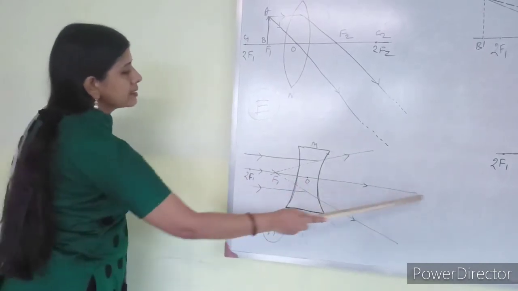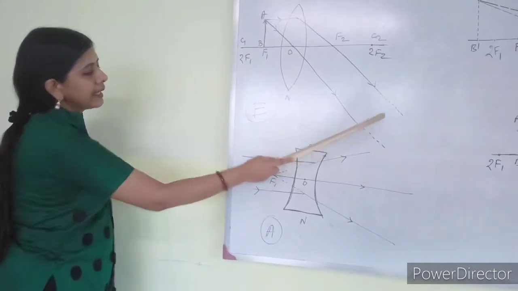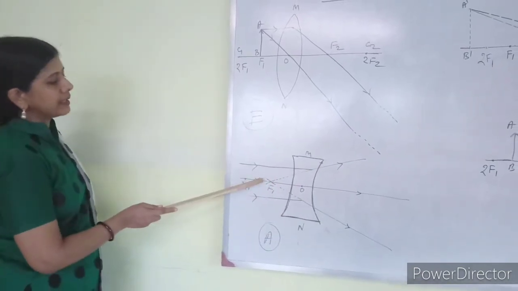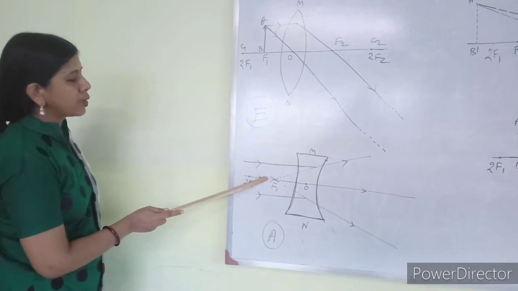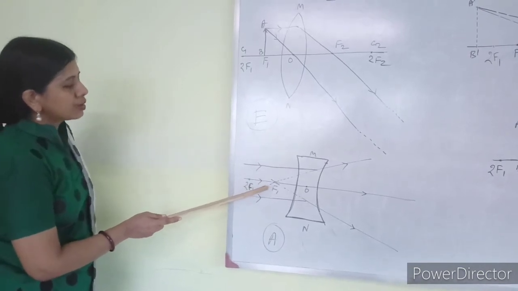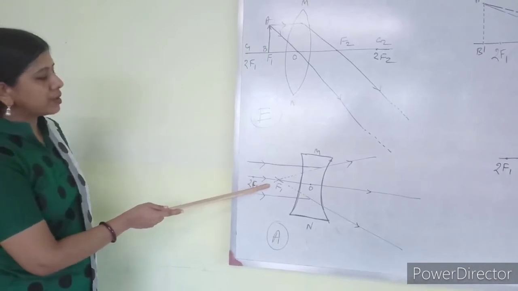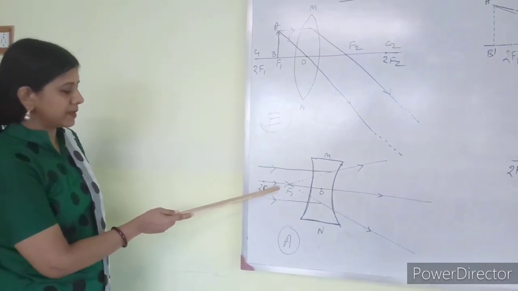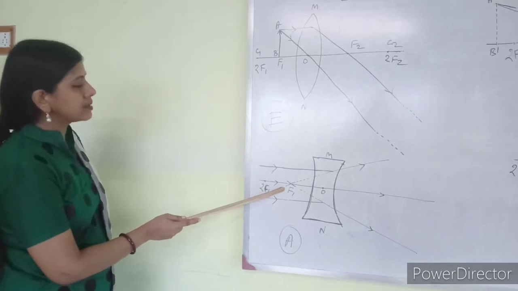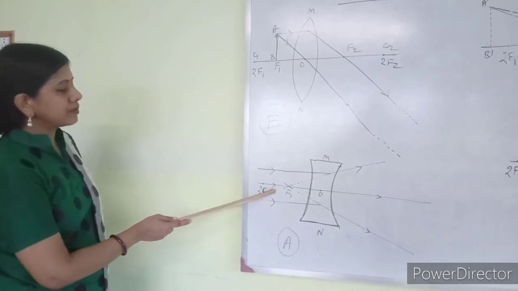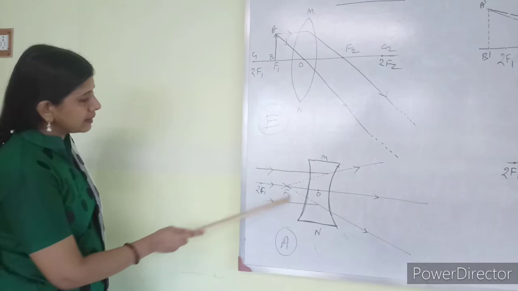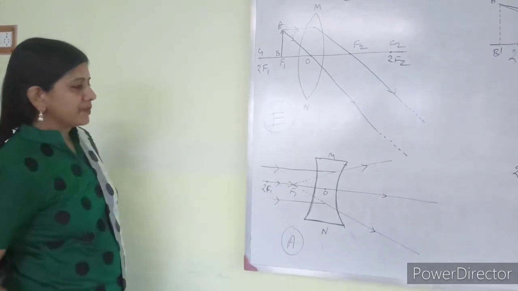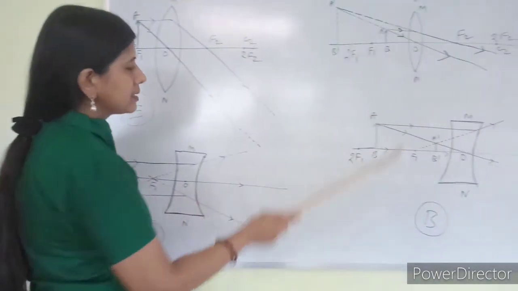And this ray is going straight. Now they are never going to meet, so I have extended the rays and they are meeting where? At the focus, that is at F1. So this is also a virtual image, because the image is formed on the same side of the object where it is kept. It is highly diminished. At infinity the size of the object was large, but here it is highly diminished and it will be erect also.